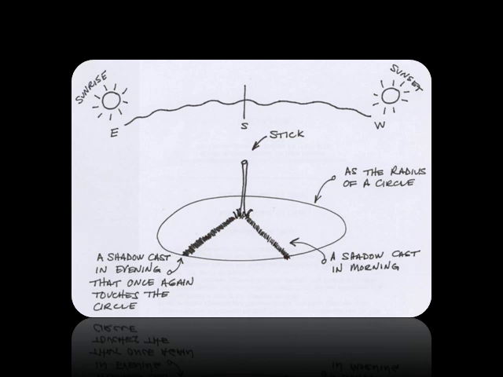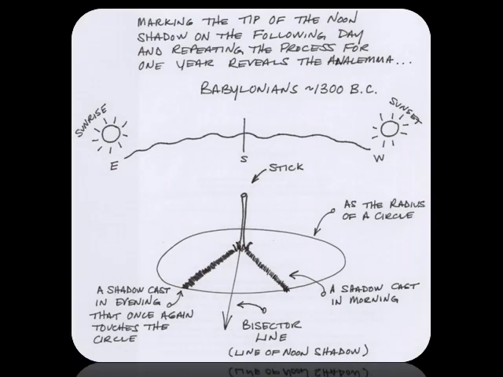I'm going to mark both of these shadows and find the bisector. The bisector of this angle would be the line across which the shadow would lay at noon of that day. On the very next day, when I don't expect that there's much change in the sun's position in the sky whatsoever, I'll do the same experiment again, but as the shadow of the stick crosses the bisector line, I'll mark the tip of that noon shadow.